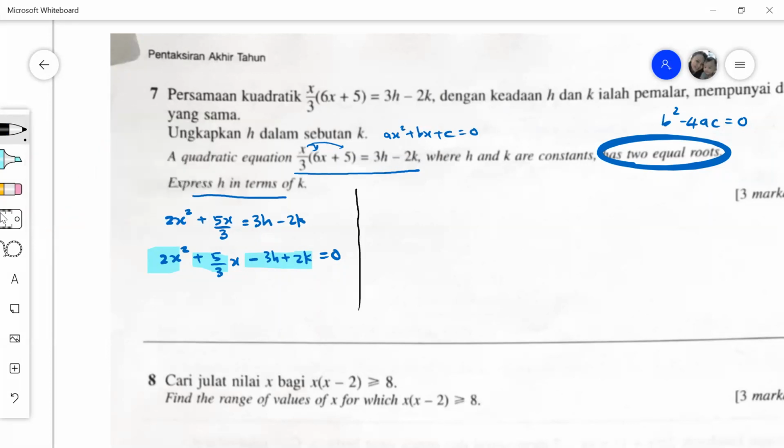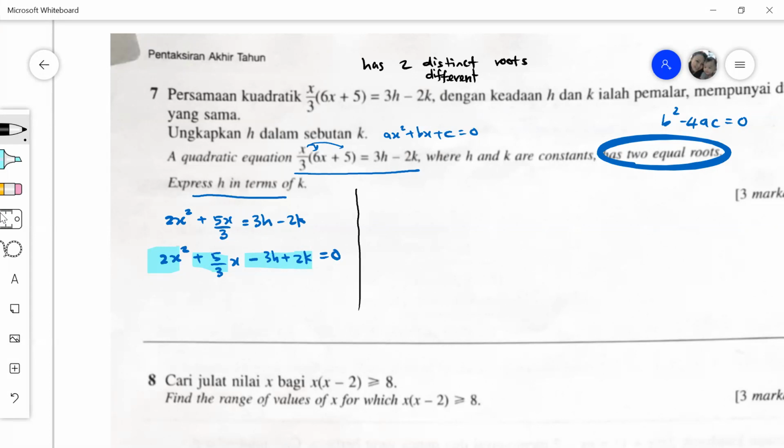Teacher, for 2 equal roots, then it equals 0. Then just now, why is it more than 0? Greater than 0 is because it has 2 distinct roots. Distinct means they are different. Then the one lesser than 0? Lesser than 0, no roots.